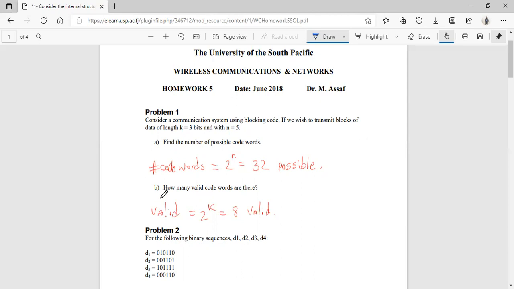Now, the next question asks how many valid code words there are. The block of data that will be transmitted is of size 3 bits. That means the number of valid code words is equal to 2 to the power of k, which is 2 to the power of 3, which equals 8 valid code words. So this transmitting block transmits 8 valid code words with each code word made up of 5 bits.